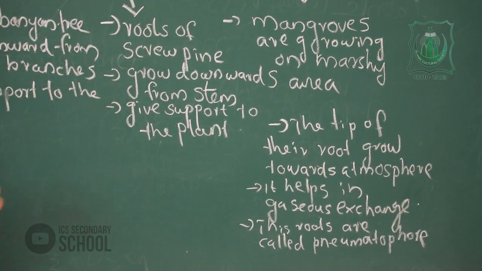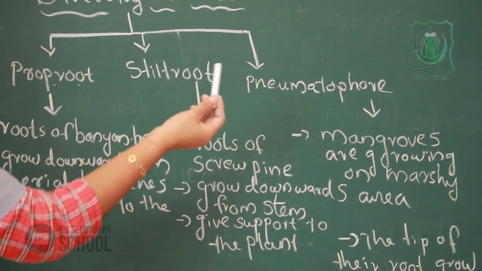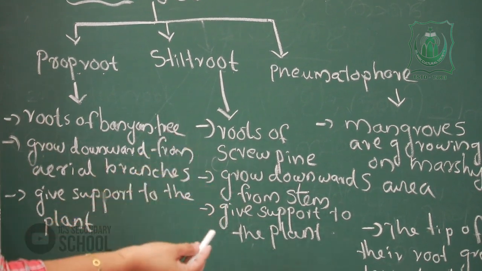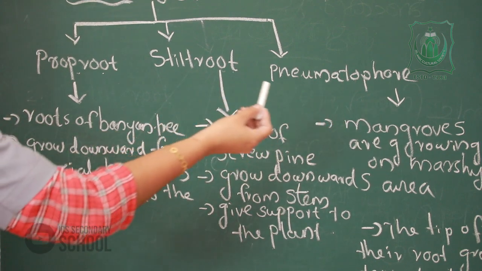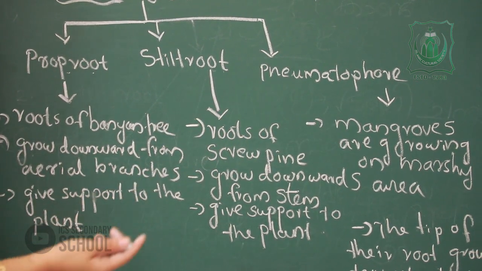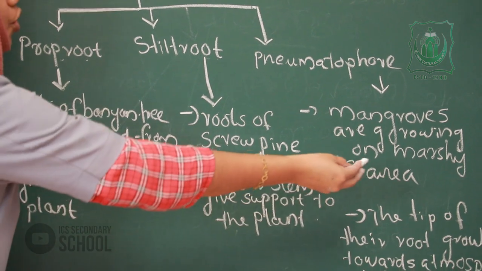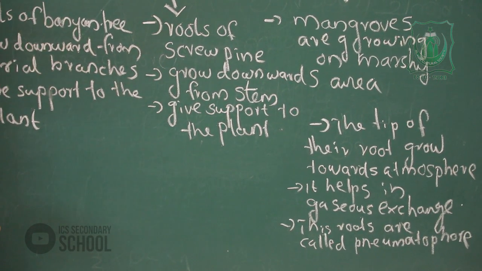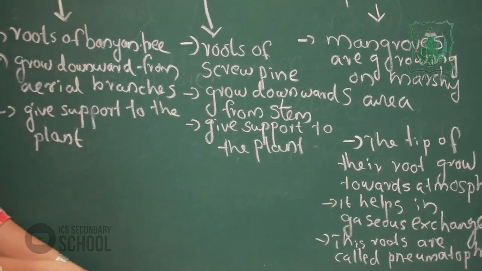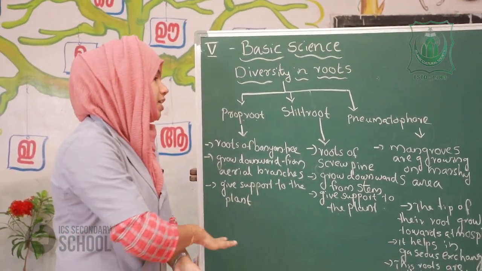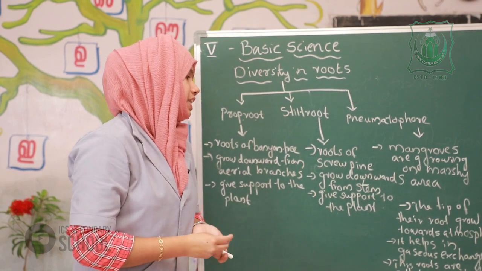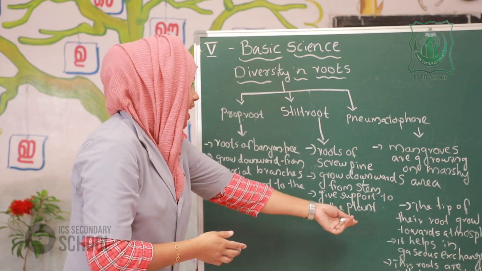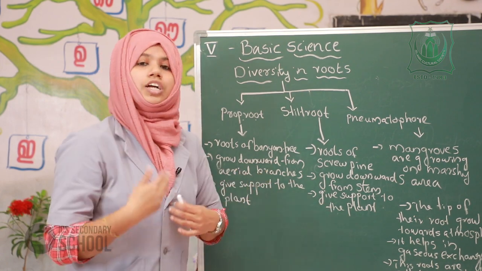So the last one is pneumatophore. Pneumatophore means it is a special type of root of the mangroves. Mangroves are a special kind of plant that grows in marshy areas. The tip of their root grows towards the atmosphere, and it helps in gaseous exchange, and this root is called pneumatophore.